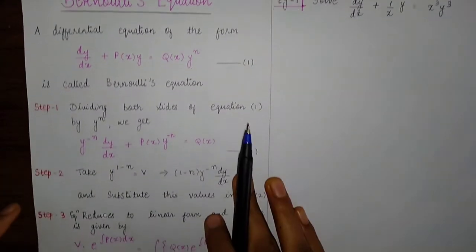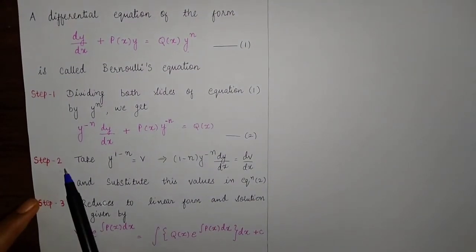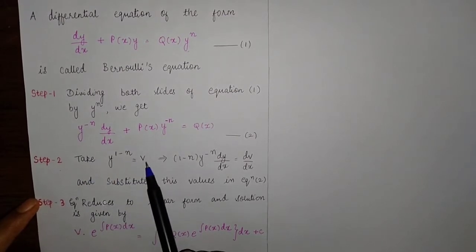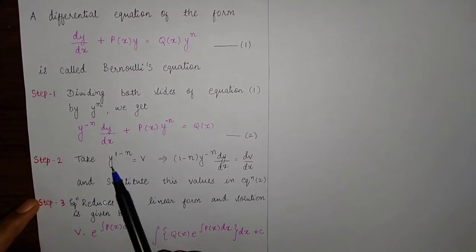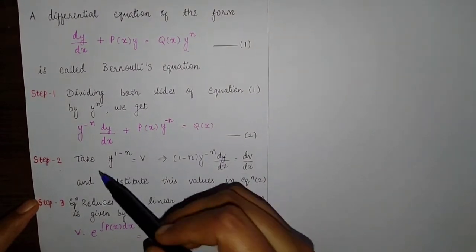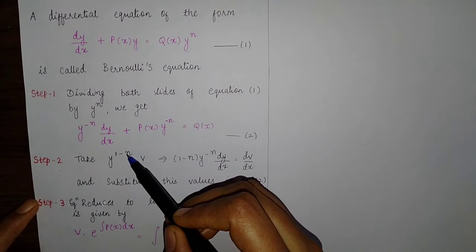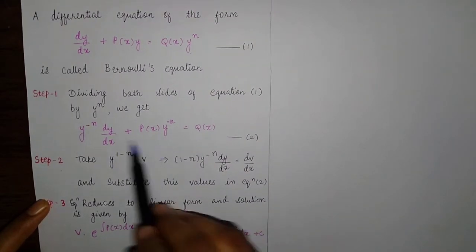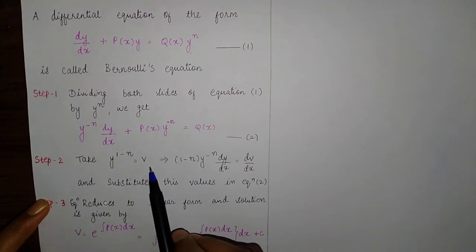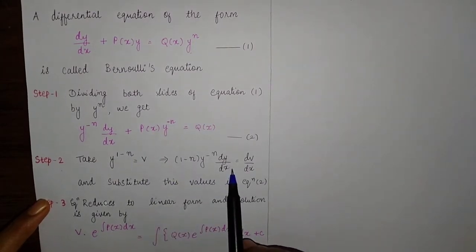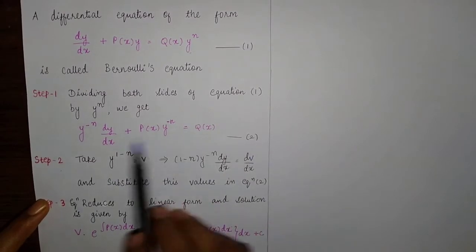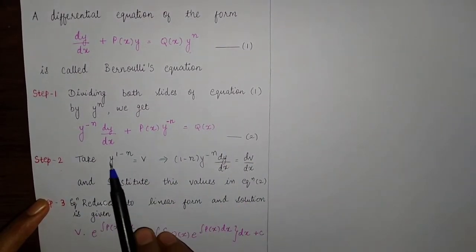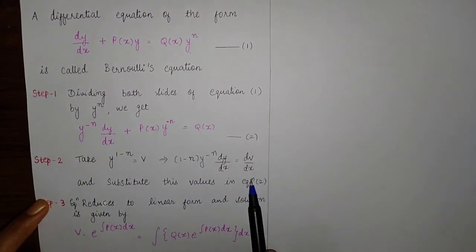Okay, then your next step, step 2, you have to take y raised to 1 minus n equal to v. It means if n is 3, then y raised to 1 minus 3, that is y raised to minus 2, equal to v. So you have to take y raised to 1 minus n equal to v and then differentiate it, and then substitute its value in equation number 2. Okay?